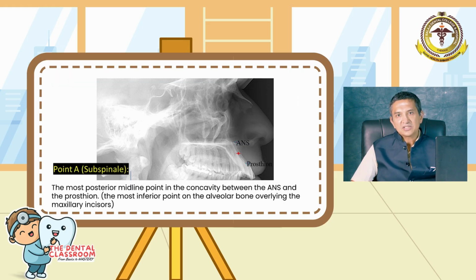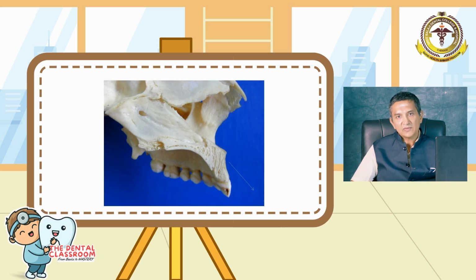The third point, which represents the maxilla in Steiner's cephalometric analysis, is point A, which is the most posterior midline point in the concavity between the anterior nasal spine and the prosthion. In Steiner's analysis, point A represents the maxilla. If point A is slightly forward, we call the maxilla prognathic, and if point A is backward, we call the maxilla retrognathic. So the important message is that the maxilla is represented by point A.